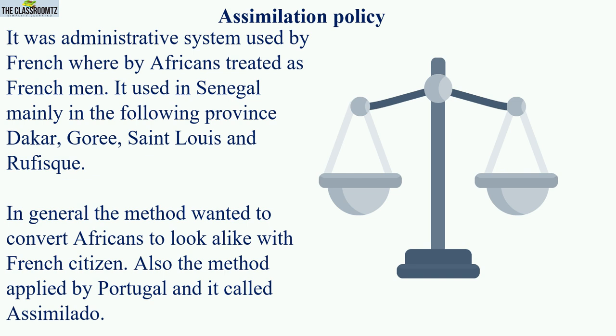Remember, we said assimilation was to transform or change Africans, not in skin color, but in lifestyle, culture, and how they looked. They were supposed to look like the French. So eating like the French, dressing like the French, speaking the French language, and in other areas of life they were supposed to resemble the French people. That is the meaning of the assimilation policy.